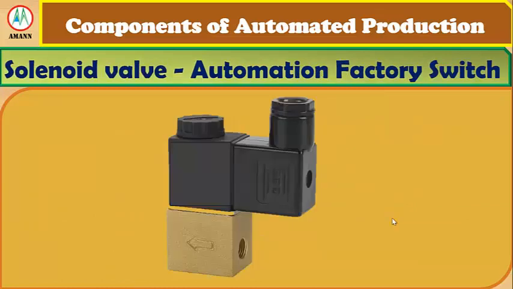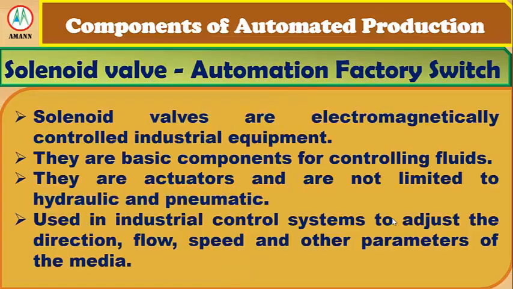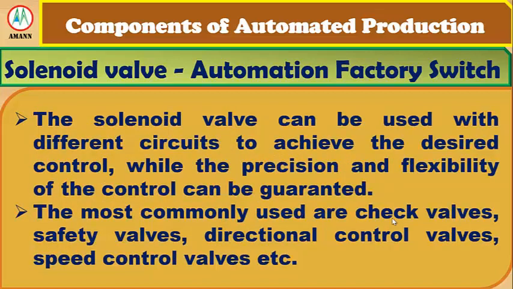Then we have solenoid valve, that is known as automation factory switch. Solenoid valves are electromagnetically controlled industrial equipment. They are basic components for controlling fluids. They are actuators and are not limited to hydraulic and pneumatic. Used in industrial control system to adjust the direction, flow, speed, and other parameters of the media. The solenoid valve can be used with different circuits to achieve the desired control, while the precision and flexibility of the control can be guaranteed.